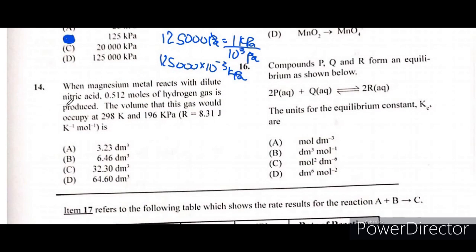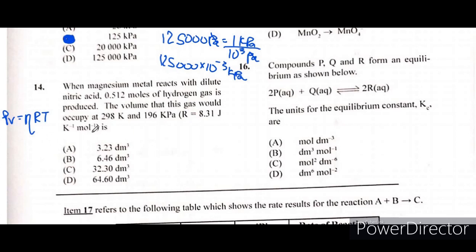It says when magnesium metal reacts with dilute nitric acid, 0.512 moles of hydrogen gas is produced. The volume that this gas would occupy at 298 Kelvin, that's 25 degrees Celsius, and we're working in Kelvin temperature, and 196 kilopascals. R is equal to 8.31 joules per Kelvin per mole, so we're required to find the volume. We're given all of this, so we're going to use this formula, PV is equal to nRT, right?